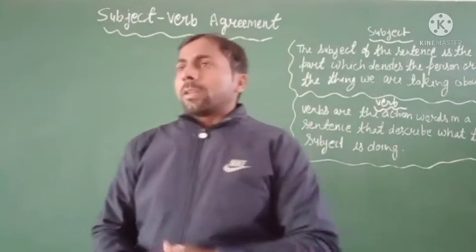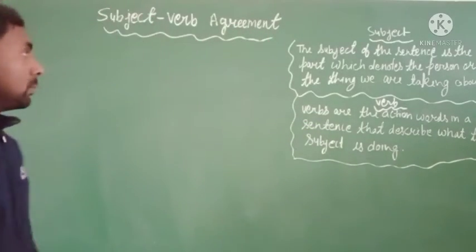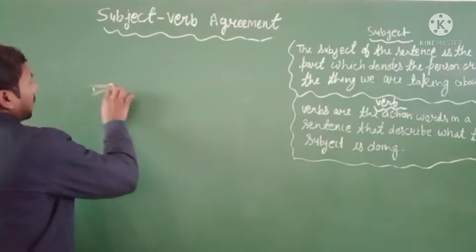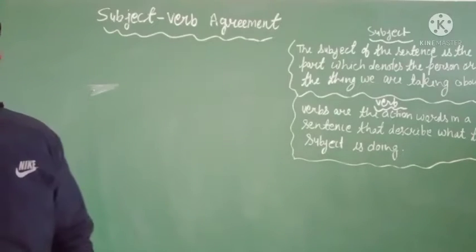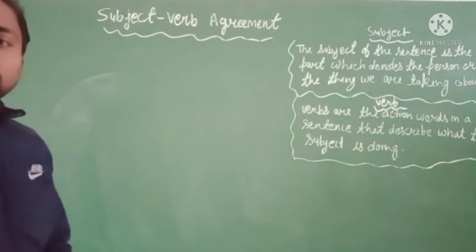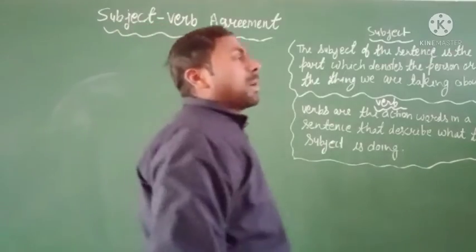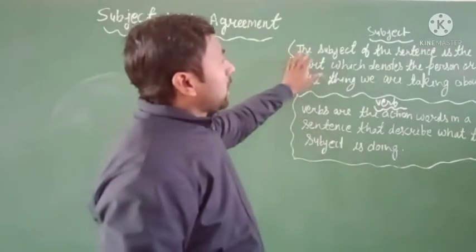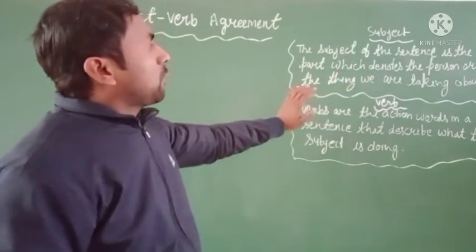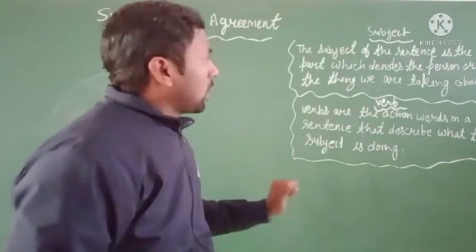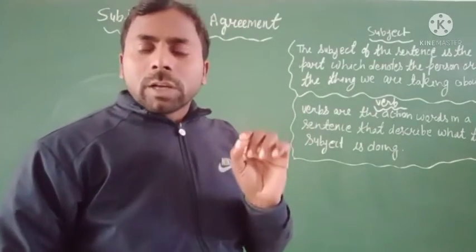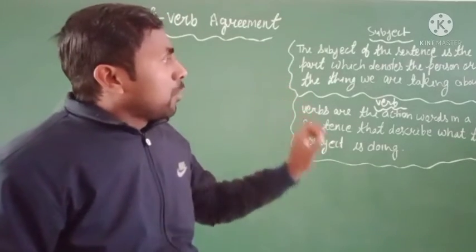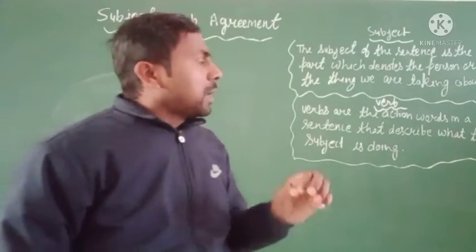In the previous video you learned that if the subject is singular, then you use the singular verb, and if the subject is plural then you have to use the plural verb. So first, here is the definition of subject. The subject of a sentence is the part which denotes the person or the things we are talking about. It is only a part. Subject is a part of the sentence that denotes the person or things we are talking about.